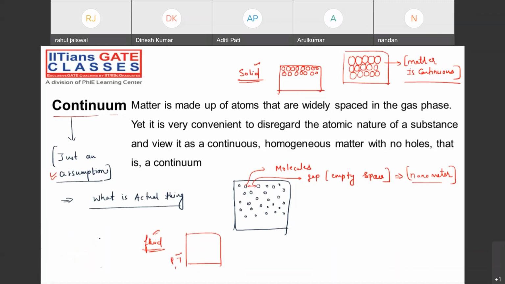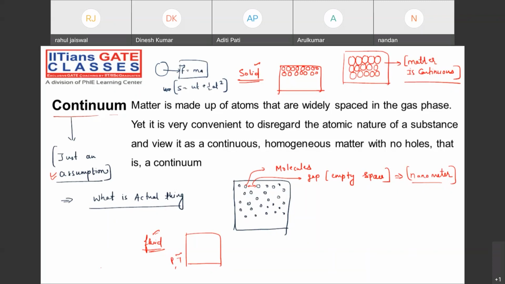But I'm saying that the matter can be treated as continuous. It means that you can apply whatever the governing laws are there. See, whatever the Newton's second law, Newton's third law, whatever laws you have studied in engineering mechanics, you are applying to the particle, right? Force is equal to ma. Net force is equal to mass into acceleration. Suppose that s is equal to ut plus half at square.